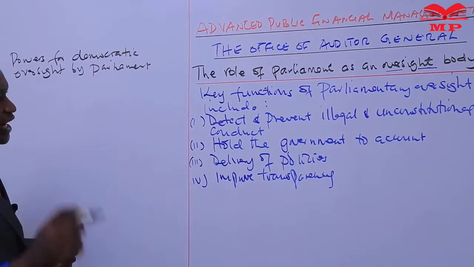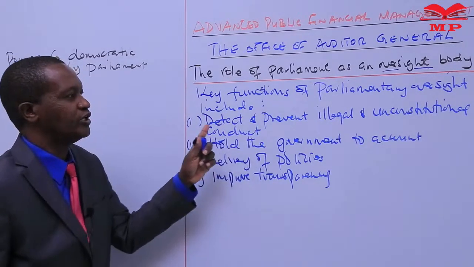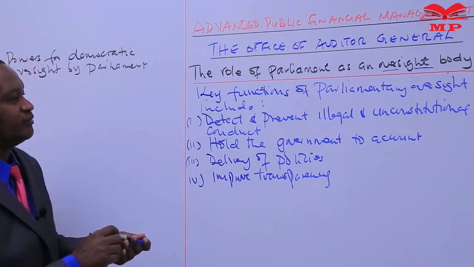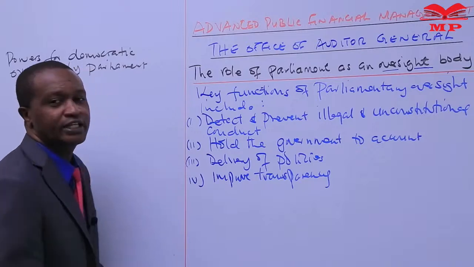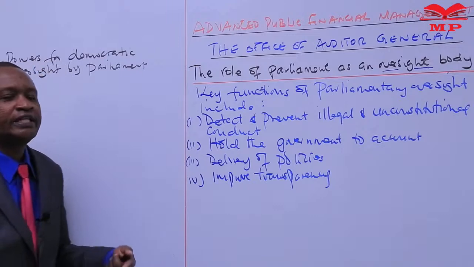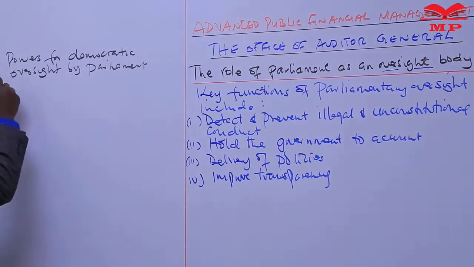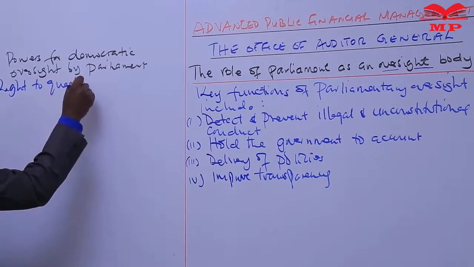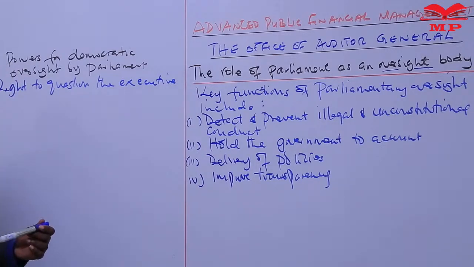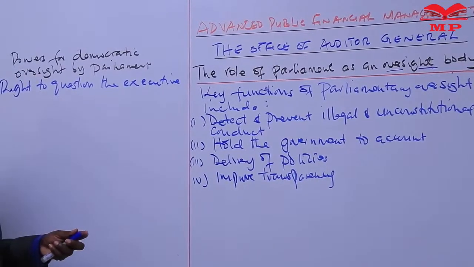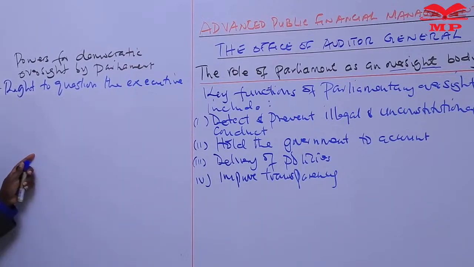What power does parliament have in order to carry out these key functions? We have said detecting and preventing illegal and unconstitutional conduct by government and government agencies, holding the government to account, delivery of policies, improving efficiency, and so on. Now, candidates, the first power that parliament has is the right to question the executive arm of government in parliamentary sessions, and also to debate the merits of government policies and decisions.